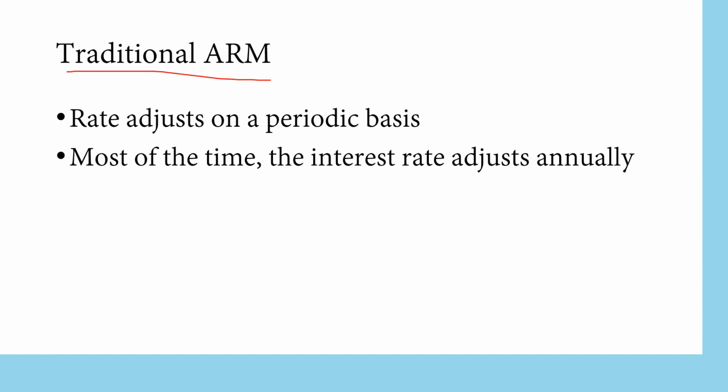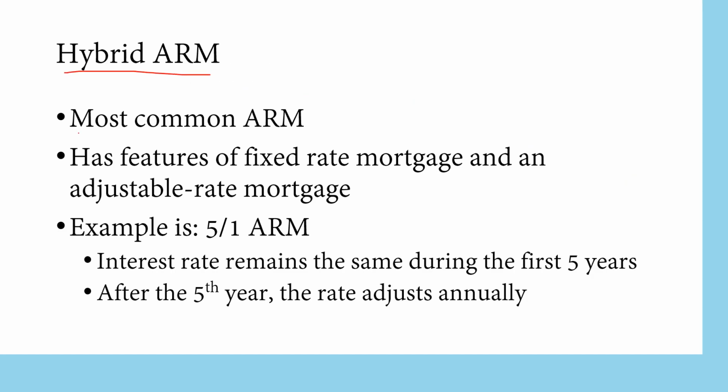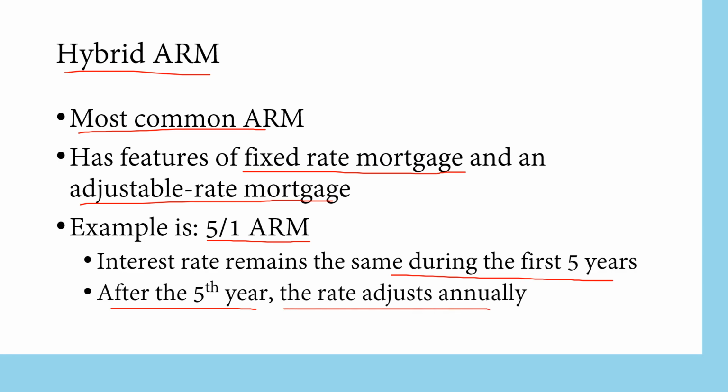Let's talk about traditional ARMs. Traditional ARMs have a rate that adjusts on a periodic basis, and most of the time the interest rate adjusts annually. A hybrid ARM is the most common type of adjustable rate mortgage. It has features of both a fixed rate mortgage and an adjustable rate mortgage. An example of a hybrid ARM is a 5-1 ARM. In a 5-1 ARM, the interest rate remains the same during the first 5 years, and then after the fifth year, the rate will adjust annually.